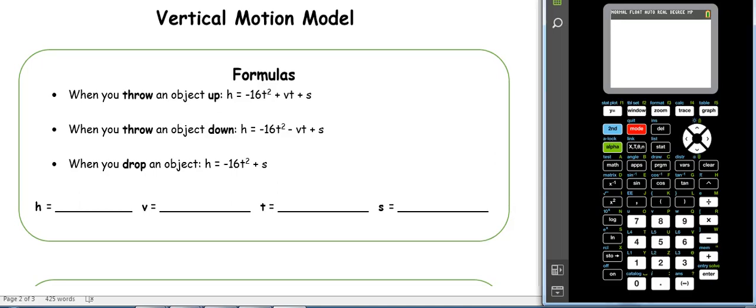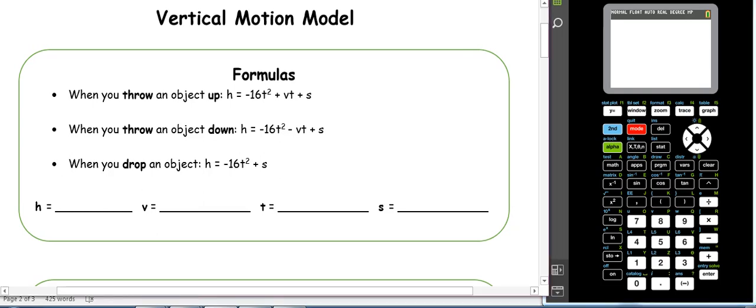This video is about the vertical motion model and solving using the graphing calculator. So, yesterday, we learned that the vertical motion model has three different equations. When we throw an object up, h equals negative 16t squared plus vt plus s. When we throw an object down, we have h equals negative 16t squared minus vt plus s. And when we drop an object, we have h equals negative 16t squared plus s.